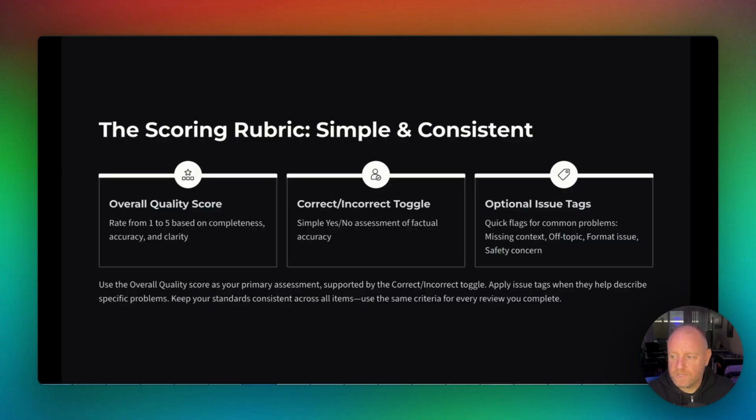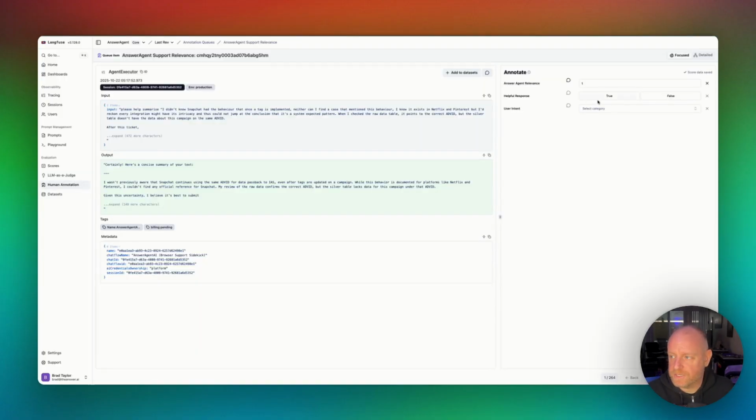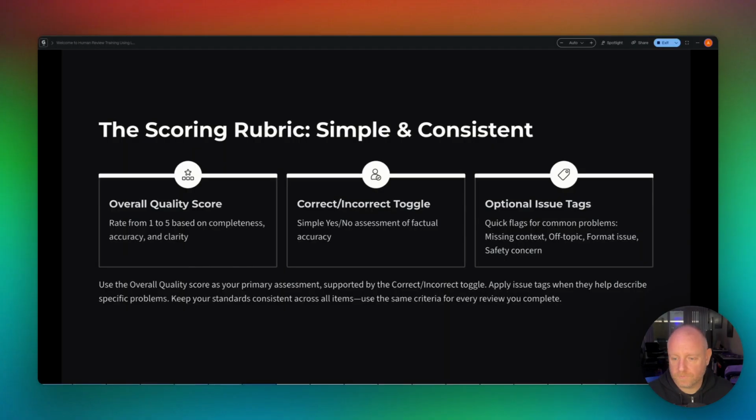And then there's also the ability to add optional issue tags. So being able to say what those common problems are that have already been set up. For instance, if it's missing context, if it's off topic, or if it has a formatting issue. In here, we're looking for, is it an answer agent question? Is it a general AI question? Or is it not relevant? As this queue is related to our own answer agent support bot that we use at Answer Agent.